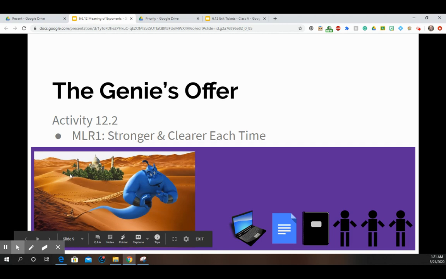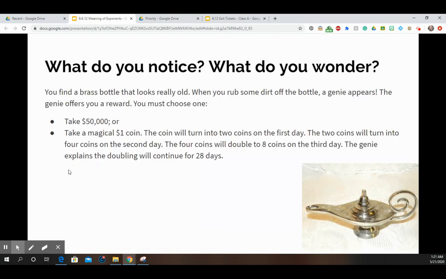Okay, so let's talk about this genie's offer. I love this problem. Okay, so you find a brass bottle that looks really, really old. When you rub some dirt off the bottle, a genie appears. The genie offers you a reward. You must choose one. Either you can take $50,000 or take a magical $1 coin.